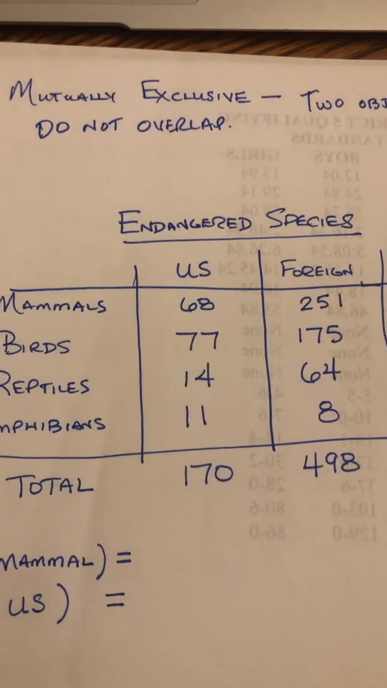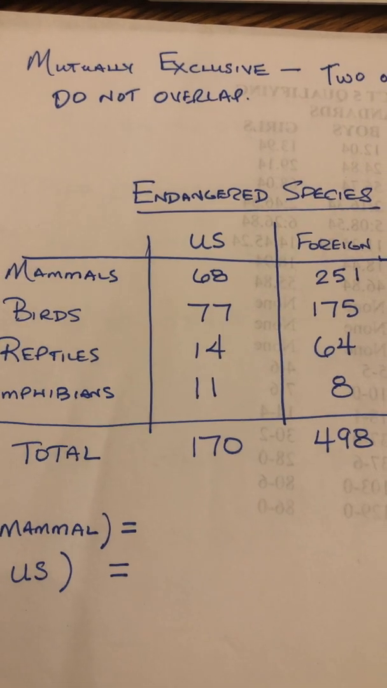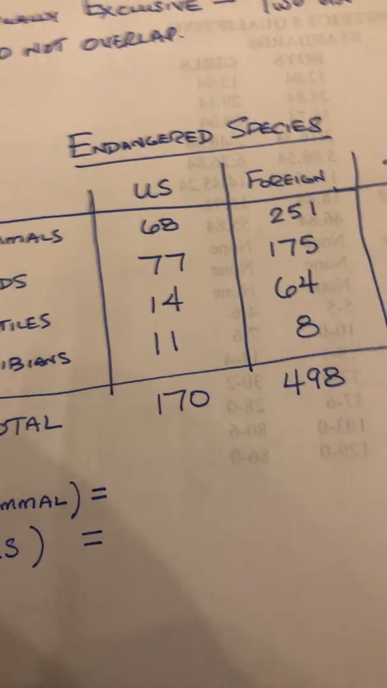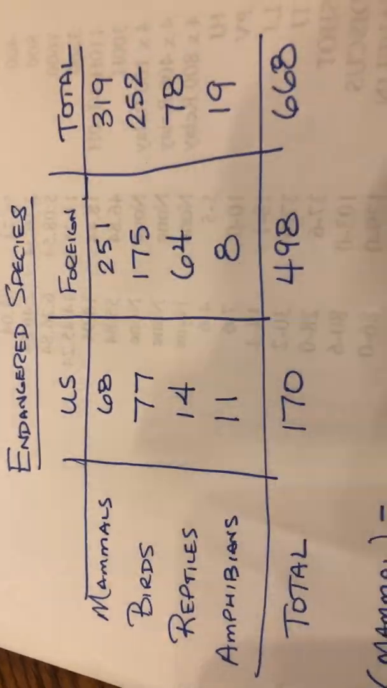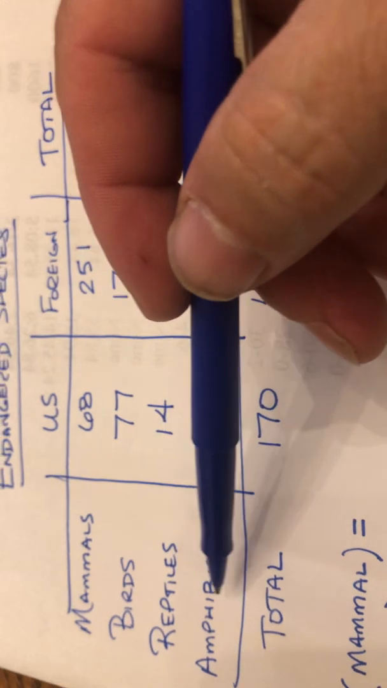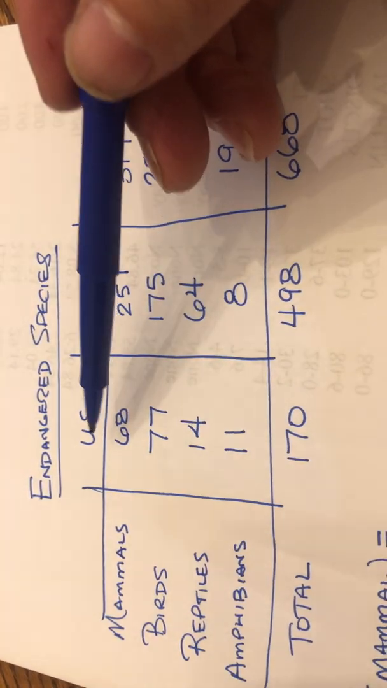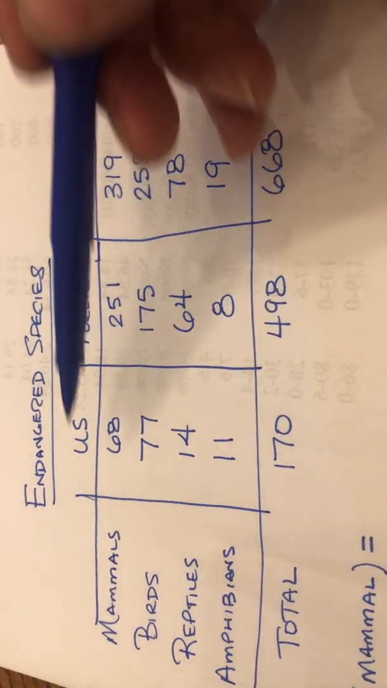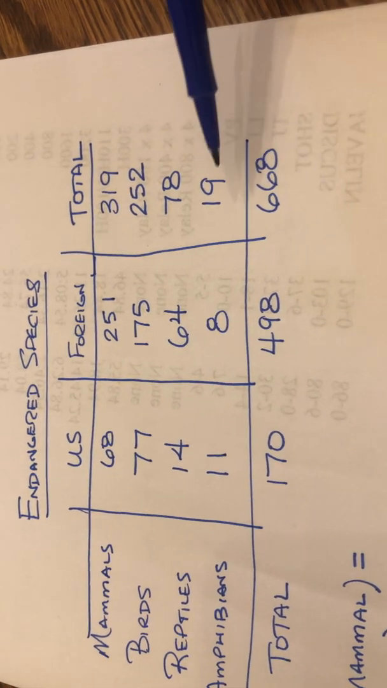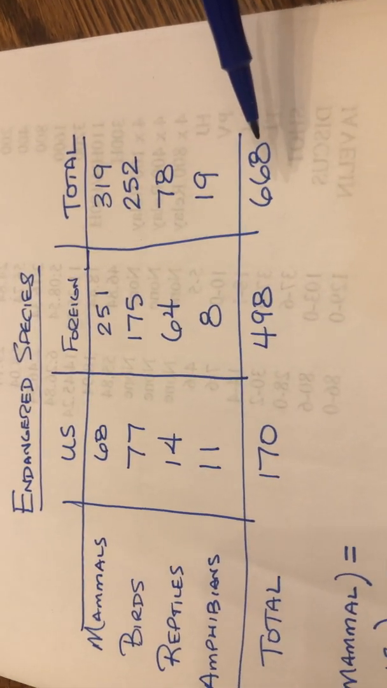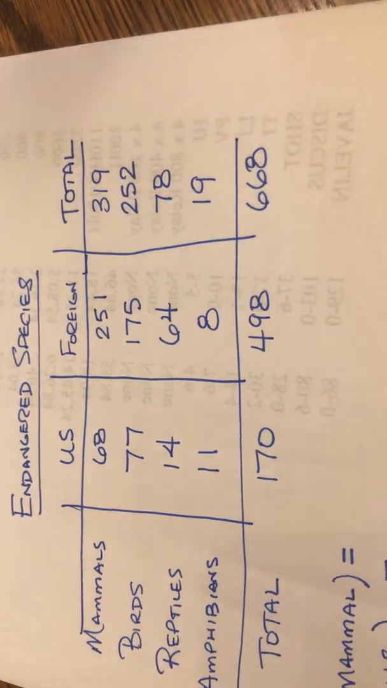Before we can do that, we need to first take a look at a probability table. So I've collected data here on endangered species. You can see there are 4 different categories of endangered species, and I have them broken into 2 different places, here in the US and the rest of the world. And I've taken each of them and totaled them up. So the grand total number of endangered species is 668.